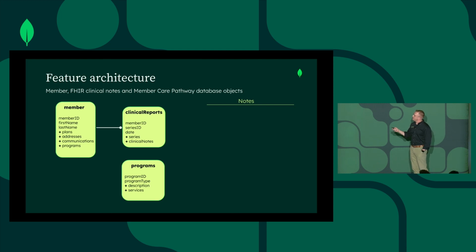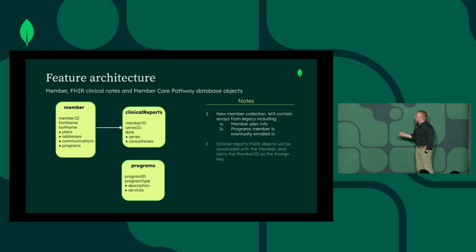But now I need to deal with the clinical reports and the programs. And so let's say that the new member collection is going to contain arrays from legacy. It's going to contain the plan information. It's going to contain the programs that the member eventually gets enrolled in automatically with our feature. And that member collection is also then going to have a related clinical report object. Now, I could probably model that as one collection. I might need to model it as two.